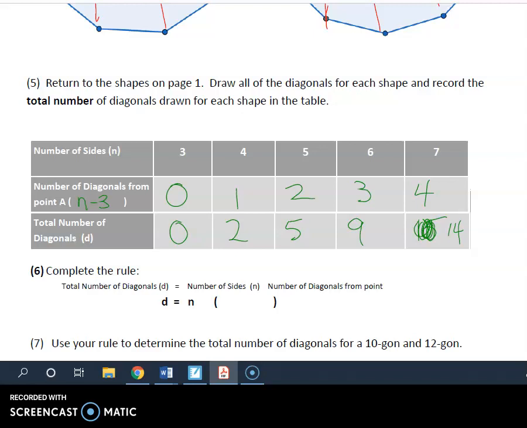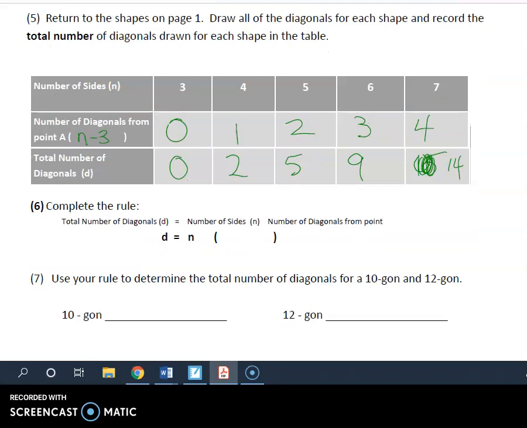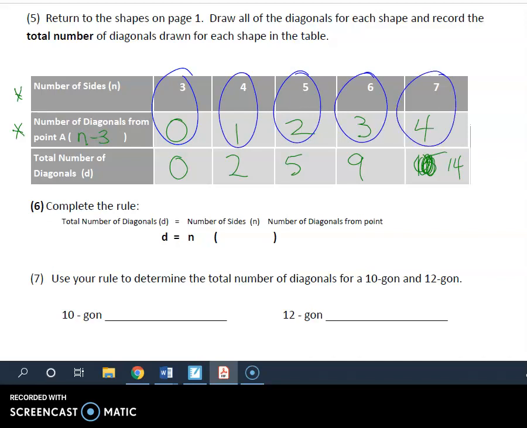So what I'd like you to do is take a look at the table and see if you can come up with a formula, using the number of sides and the number of diagonals. Is there any way to use these two numbers to get the total number of diagonals? Think about how I can use these two numbers here to get to the final answer.